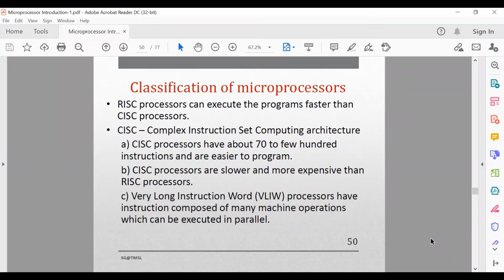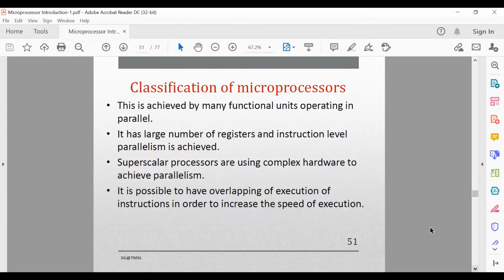And the next is the very long instruction word, VLIW processor, which has instructions composed of many machine operations which can be executed in parallel. And superscalar processors basically use complex hardware to achieve parallelism. It is possible to have overlapping of instruction execution to increase the speed of execution.